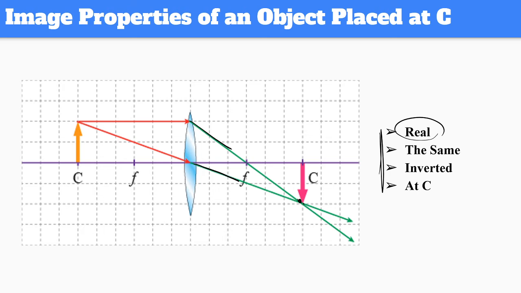But what you need to know is if you have an object at the center, theoretically, the image is also at the center. So again, it's real because refracted rays are intersecting. The height, 2 units, is the same. It's inverted. You basically come out from the top, but you intersect in the bottom. And location is exactly at C. All right, so these are the properties of this guy.